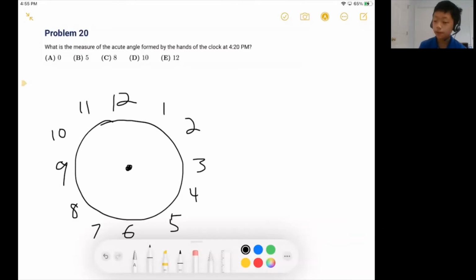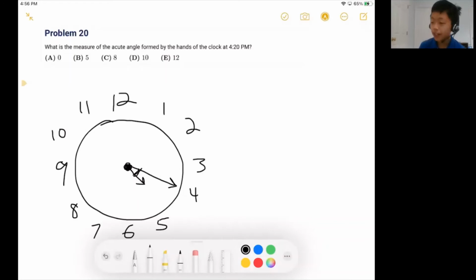So let's first draw what the hands are going to look like at 4:20 p.m. The minute hand is going to point towards the 20-minute mark. And at 4:20, the hour hand is going to point somewhere between 4 and 5, somewhere in the middle. And we want to find this angle.